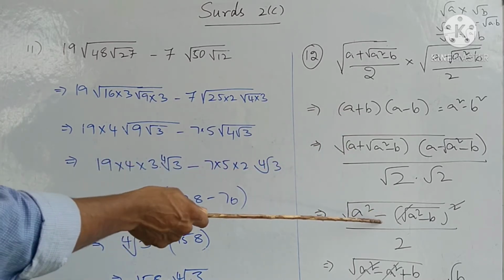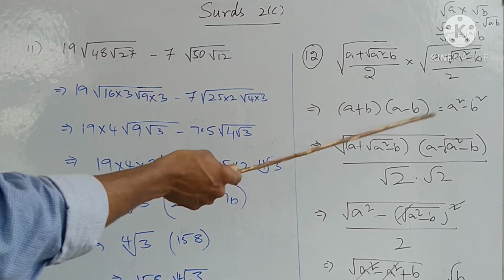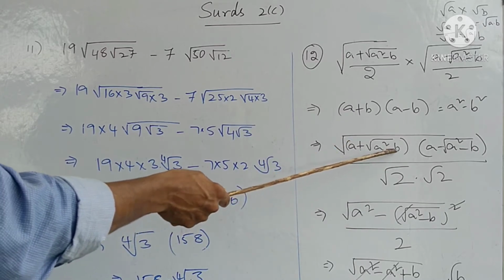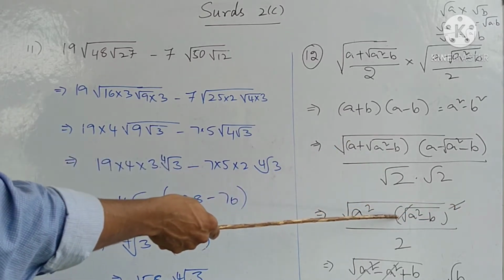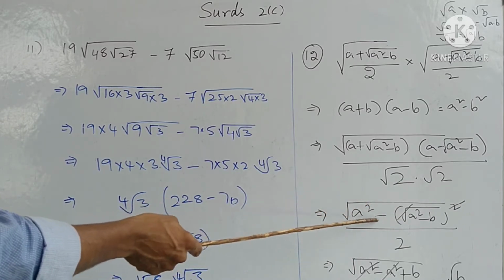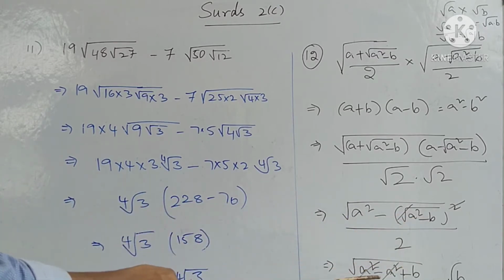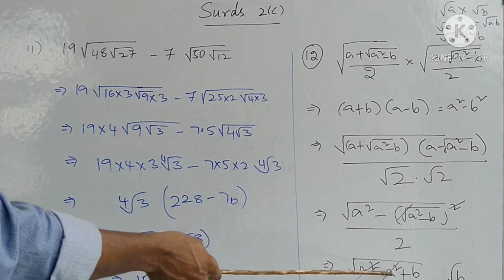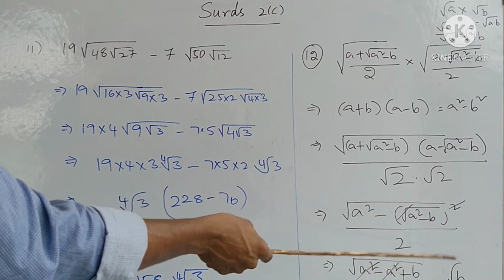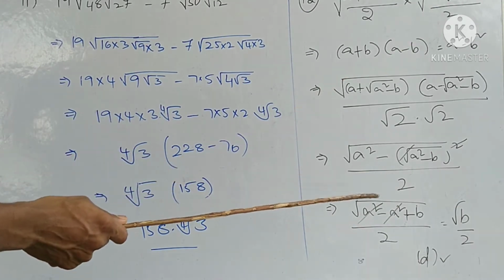So a square minus, here instead of b, what is the value? Square root of a square minus b. So a square minus b square means a square minus square root of a square minus b whole square. Here square root cancel. So by 2, that is equals to square root of a square minus a square plus b. Here minus a square plus a square both are cancelled by 2. So that is equals to square root of b by 2. So option D is correct answer.